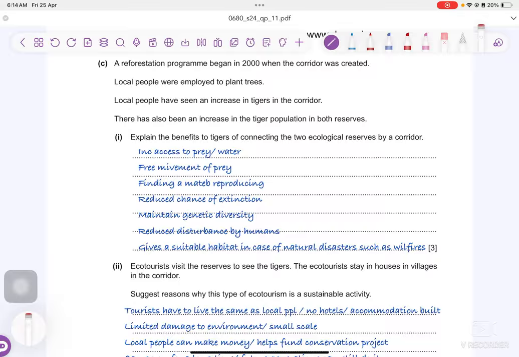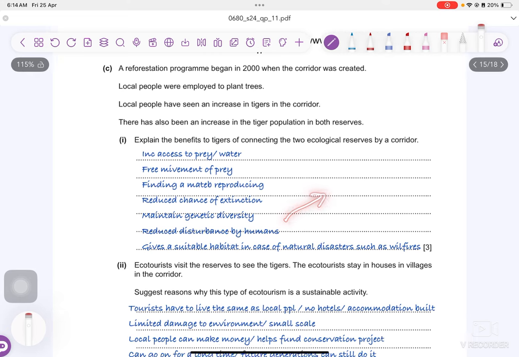Finding mates to reproduce. Reduce the chances of extinction. No predation or less likely predation to happen. Okay, they got another place to go, reduce disturbance by humans, and also they have another habitat in case of any natural disasters and wildlife. Also, this is gonna increase biodiversity. Okay.